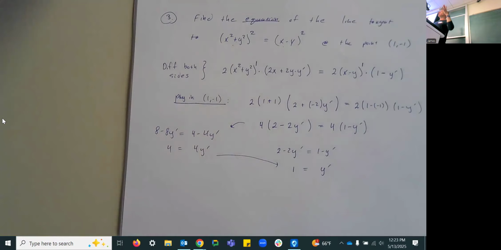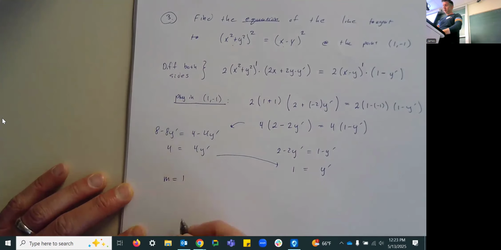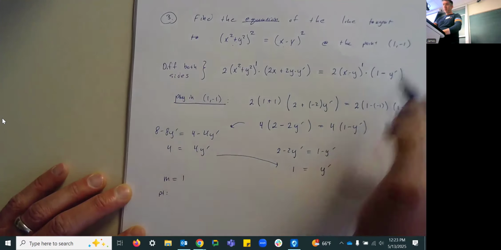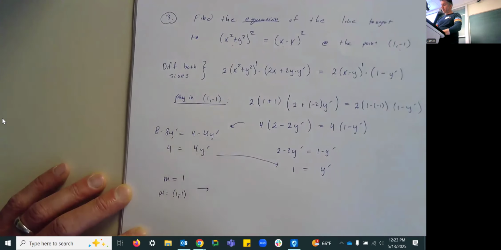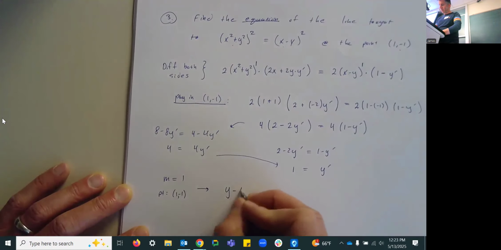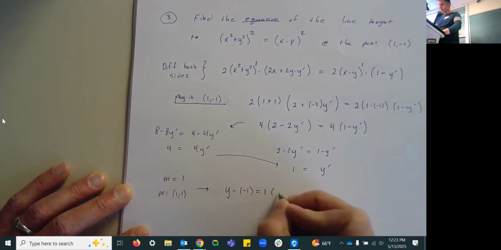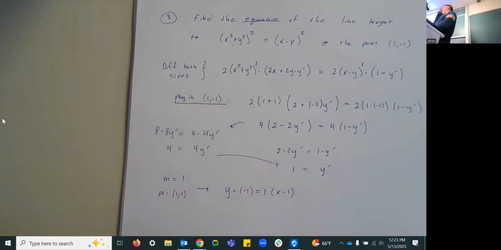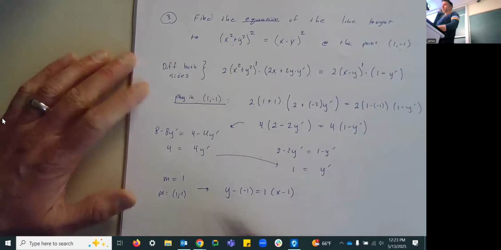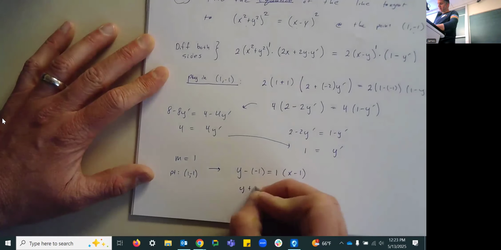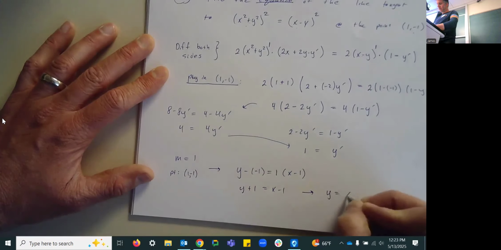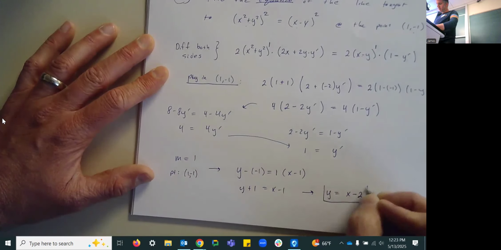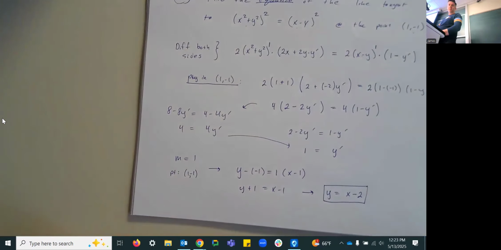So we have everything we need to write the equation of the tangent line. We have the slope. Our slope is 1. We have the point. Our point is 1, -1. And then if you're James, which I am, you then use the point slope form and say y minus the y coordinate equals the slope times x minus the x coordinate. That is where I prefer to start if I'm writing the equation of the line. And then I would solve for y and say y plus 1 equals x minus 1. Subtract 1 from both sides, and you get y equal to x minus 2. That's the equation of my tangent line.